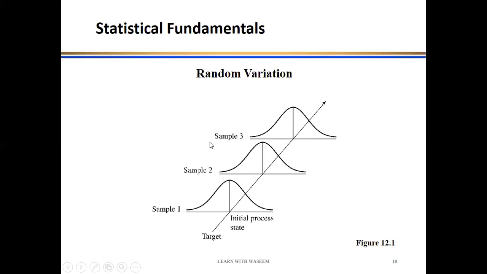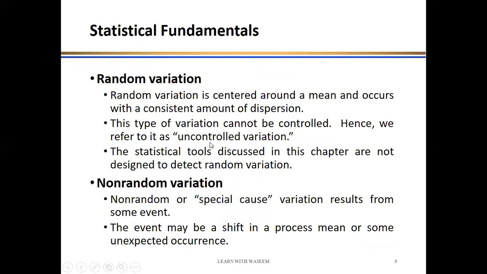Okay, let's discuss the non-random variation, and then we will move toward the example of non-random variation as well. When we discuss the non-random variation, you will more clearly understand the random variation, the non-random variation, and the differences between these two types of variations. A non-random variation, we call it the special cause variation as well. So non-random or special cause variation result from some event. The event may be a shift in a process mean or some unexpected occurrences.